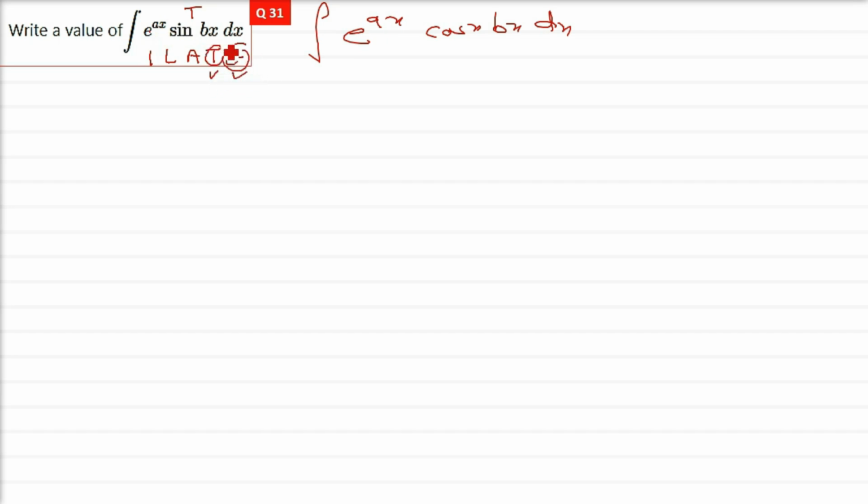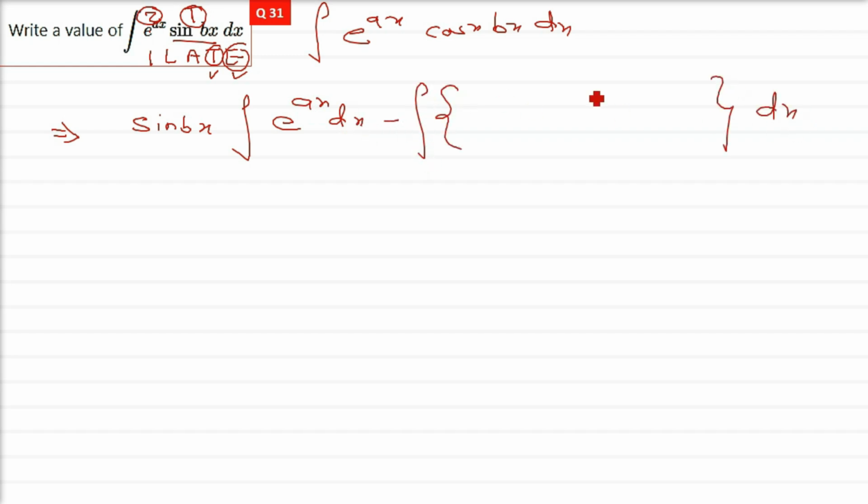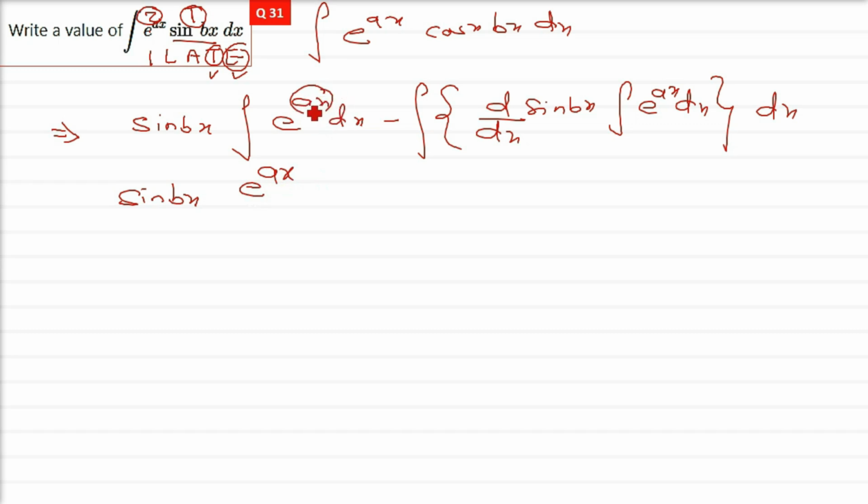So I hope that you know which function has to be taken as the first function and which has to be regarded as the second function. So the first function will be sin bx and the second function will be e raised to ax as per the ILATE rule. So this is sin bx times the integration of e raised to ax dx, minus the whole integration of what? First the differentiation of the first function, which is d by dx of sin bx, and then the integration of e raised to ax. So what will come? This is sin bx, this will be e raised to ax, and when you integrate this, ax will be differentiated and the value will be put in the denominator. That is why we have a in the denominator.